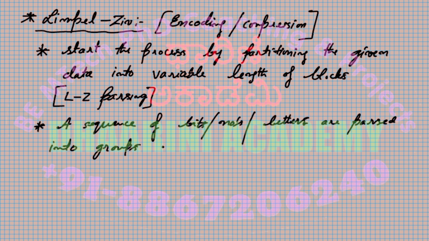This is the first step. So when you do the grouping, you should take care that these groups are the shortest subsequences, in a sense. They are the shortest possible groups. That's the first thing. And they should never be encountered earlier. If I am forming a group, that group should not be present earlier. So that's the first and foremost rule to be followed.